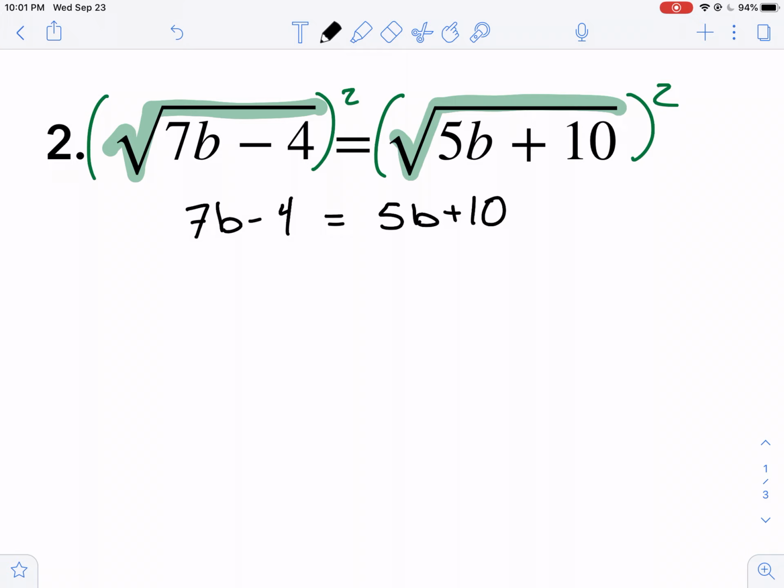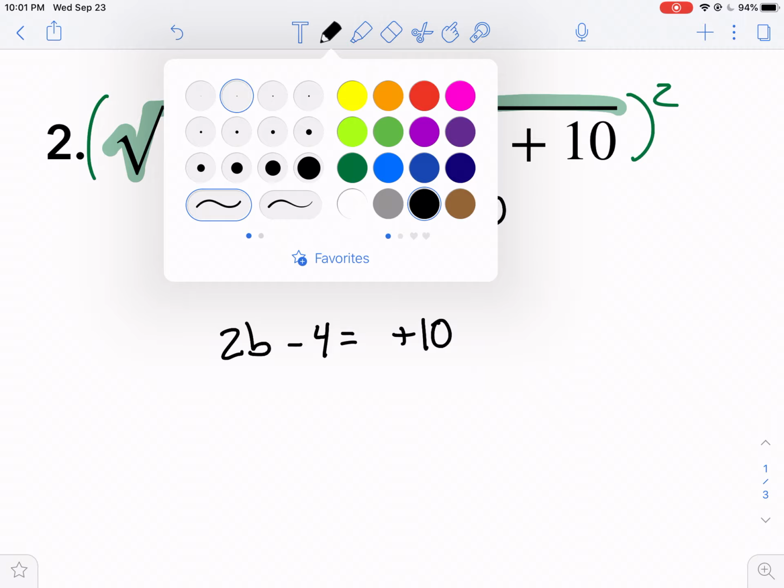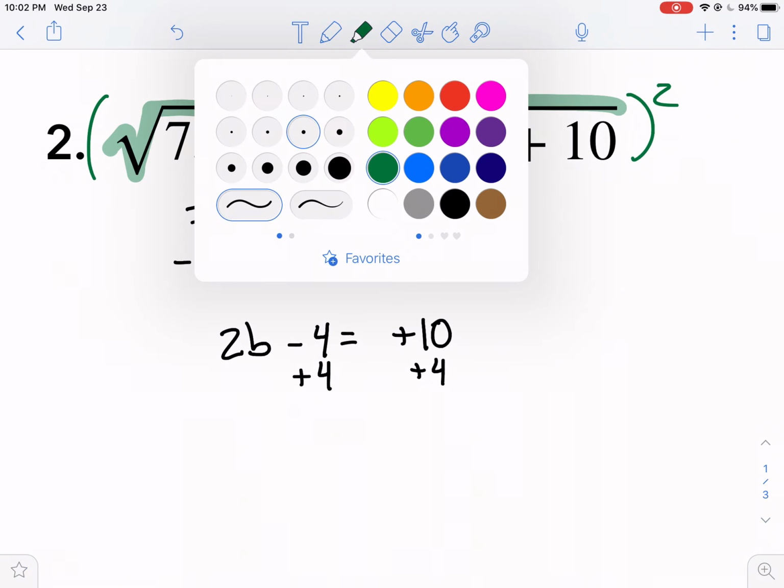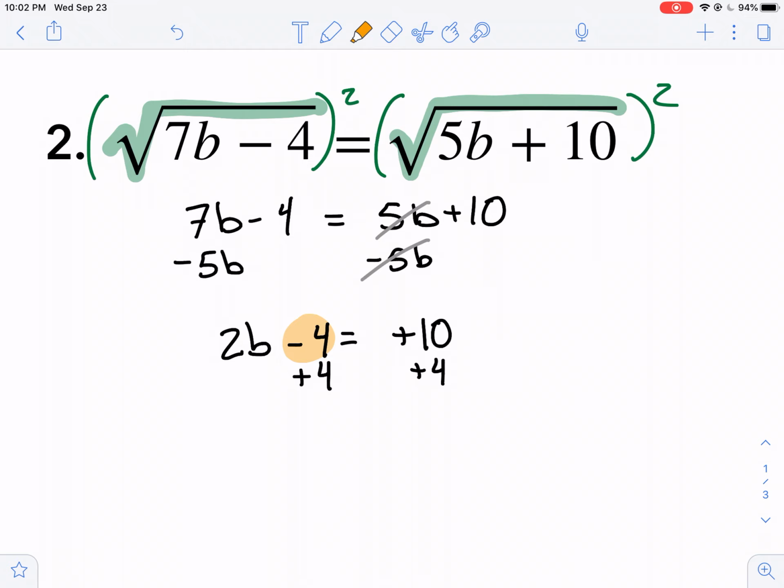And then it's just like solving any other equation again. We get all our variables to one side. So we'll subtract 5b from both sides. That gives us 2b minus 4 equals nothing. They cancel out. Plus 10. Isn't that so nice? You're like, bye. See you later. And now we want to get rid of this 4. So to undo our -4 bow here, we're going to undo that by adding 4 to both sides. So we have 2b equals 14.